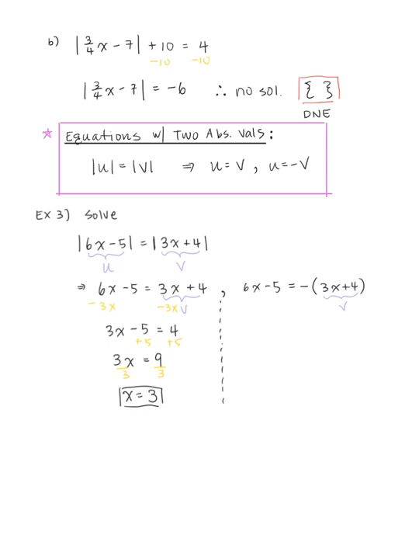Okay, now on this side, we're going to have 6x minus 5 equals, don't forget to distribute the negative to both. So here you're going to have negative 3x and then minus 4. Alright, solving for x, I'm going to add 3x. Then we get 9x minus 5 equals minus 4. Adding the 5.